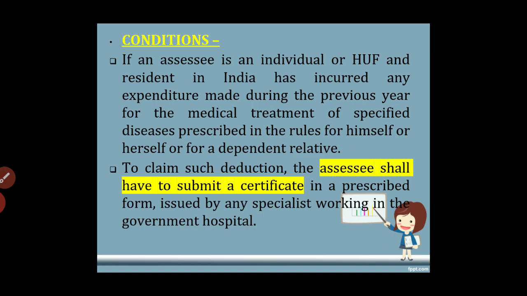Now, second point, to claim such a deduction, the assessee shall have to submit a certificate in a prescribed form issued by any specialist working in a government hospital. That means, to get this amount of deduction, the assessee must produce a certificate given by a specialist working in a government hospital. That means government hospital na koi specific specialist કે જે ડૉક્ટર છે કોઈ સ્પેશિયાલિસ્ટ ડૉક્ટર છે એમના થ્રુ એ સર્ટિફિકેટ છે તમને ઇસ્યુ થયેલું હોવું જોઈએ એન્ડ ઇન અ પ્રિસ્ક્રાઇબ્ડ ફોર્મ.